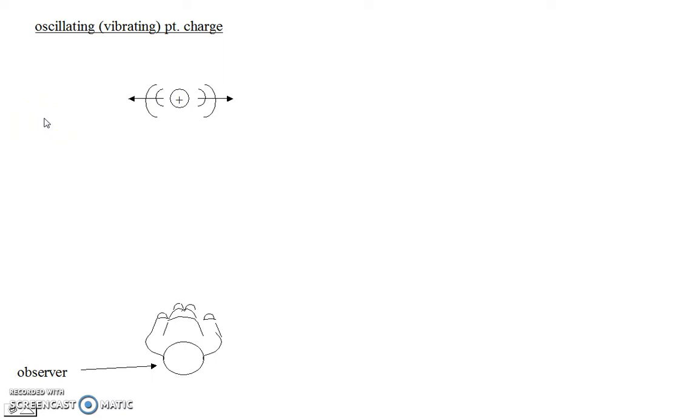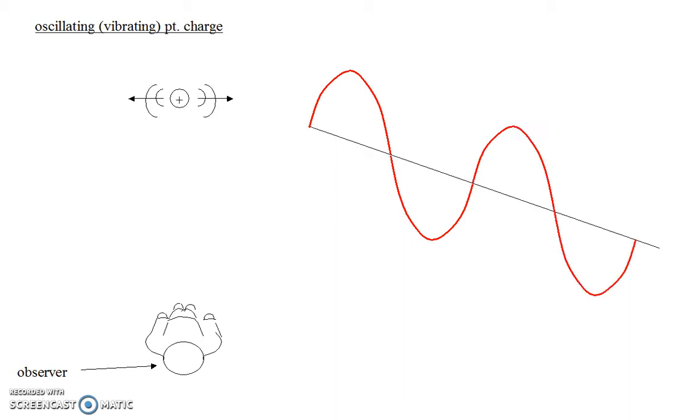Let's see what this would look like on a graph. So here's going to be the axis of the graph, which is tilted a little bit, and you'll see why. And so the field gets stronger and weaker and stronger and weaker. And so the electric field is going to oscillate in sort of this sinusoidally varying pattern. Back and forth, back and forth.